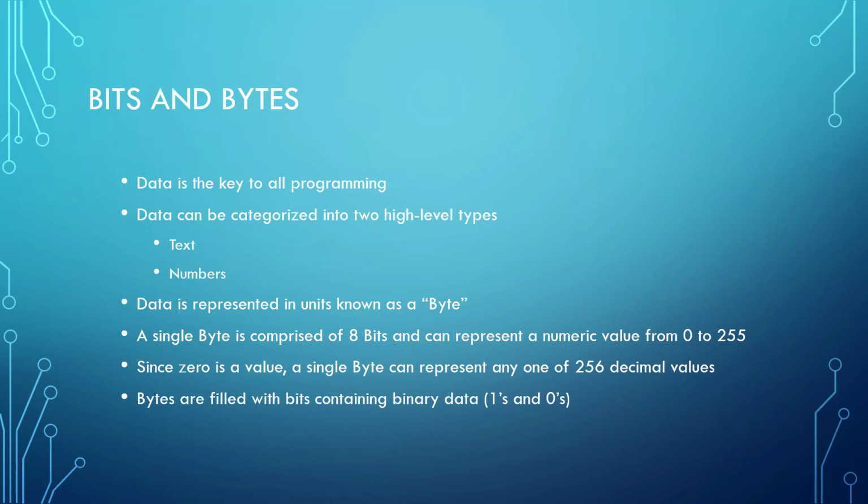Now, data can be categorized into two high-level types. Text, such as characters, strings, what you read in a book, so sentences, text, and numbers. Now, these numbers come in a wide array. So it might be that you're dealing with integers, which are whole numbers, or you might be dealing with fractional numbers. Even dates are derived from numbers. So two basic types at a high level of data, and that is text and numbers.